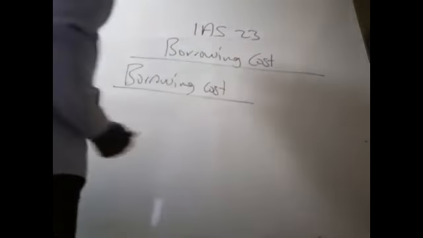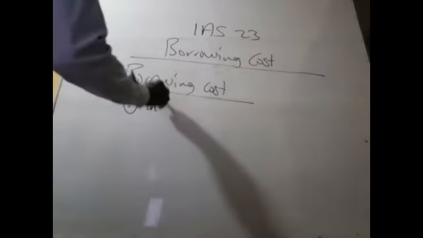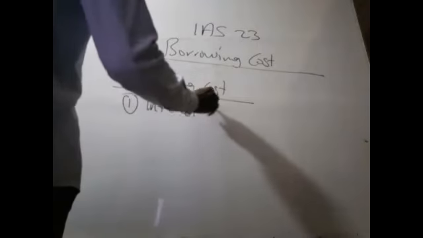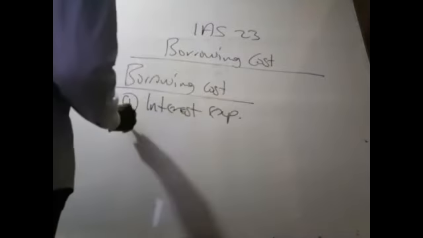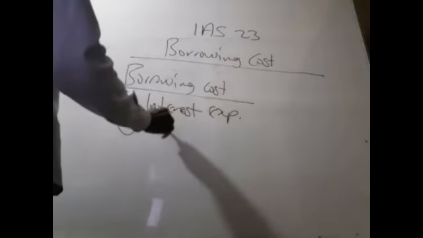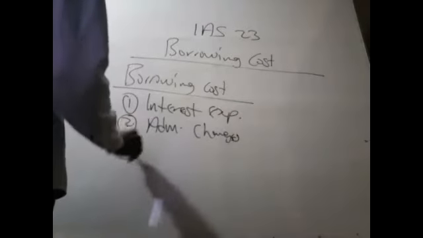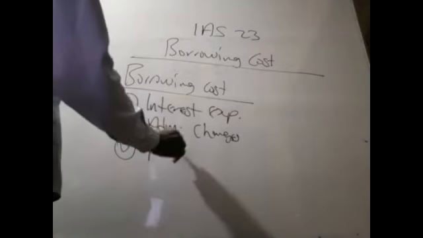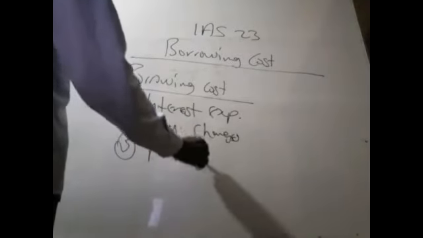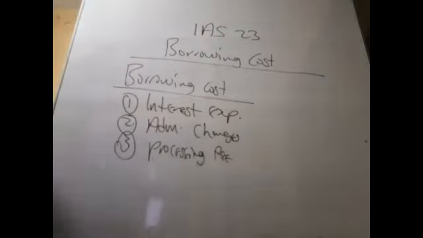So borrowing costs include the following. Number one, examples of borrowing costs: interest expense. Number two, administrative charges. Number three, processing fee. And so many more. All these are borrowing costs.